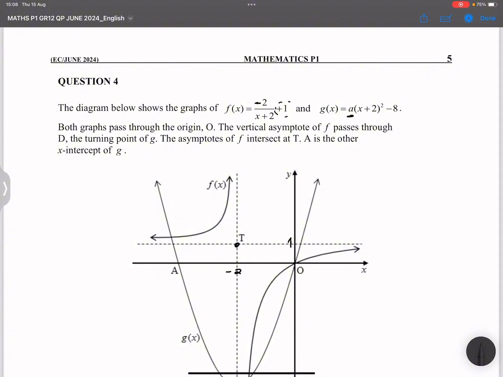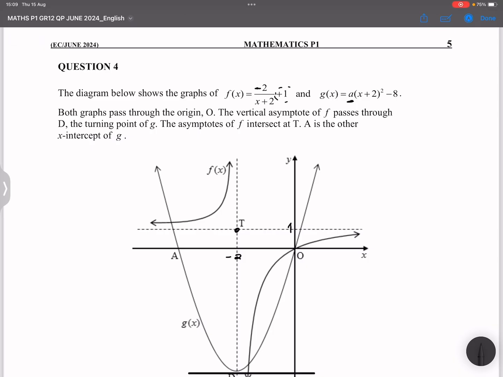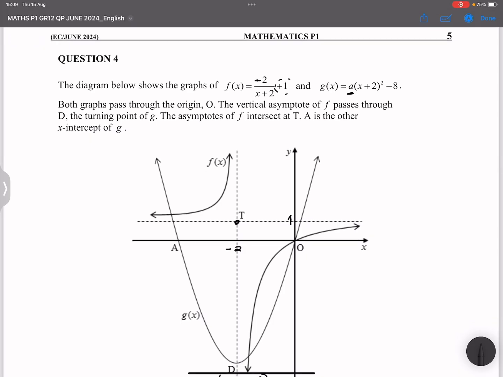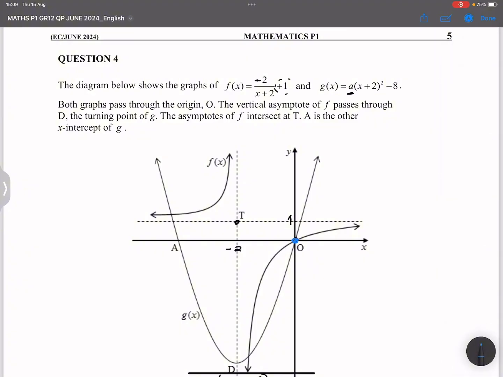So that means that we're going to have to find one of the points, right? In this case, other than the turning point, we already have that there. But remember they said to us the graph passes through the origin, right? Okay, so for the sake of it, I'm just going to make sure that I use a different color. So I'm going to substitute the point 0 and 0. So which means g of 0 is equal to 0. So that means a into 0 plus 2 all squared minus 8 is equal to 0. So that will be 4a, right? So remember 2 squared would be 4.